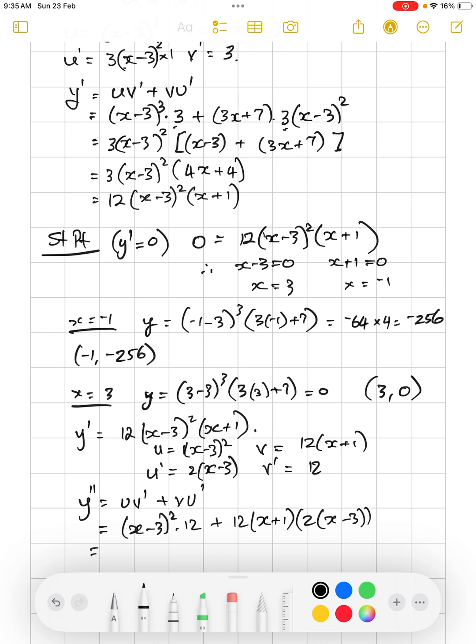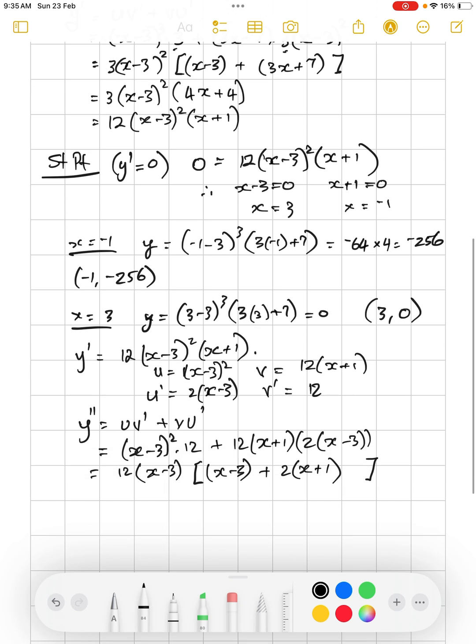So we've got common is 12, (x − 3) is common, and what's left? We've got another (x − 3) from the first term. We've already got the 12. We haven't got the 2. We haven't got the (x + 1). And we've got the (x − 3). So we've got 12(x − 3)(3x − 3 + 2 − 1).